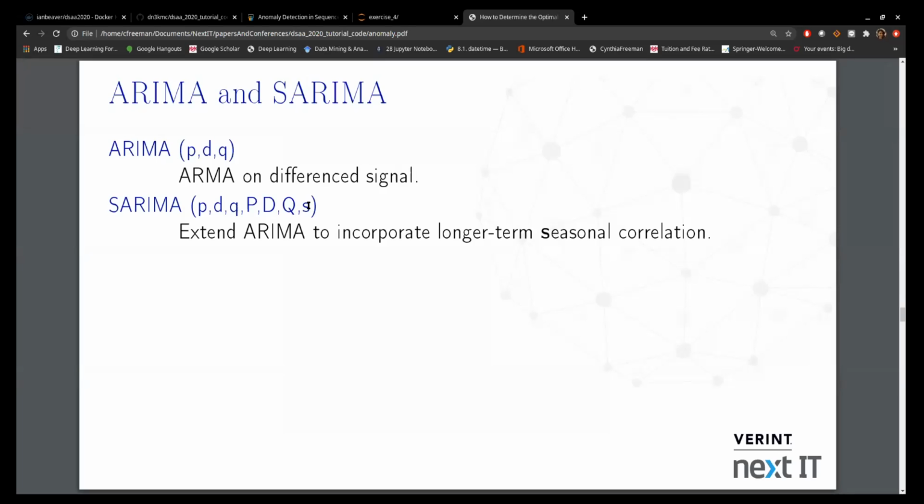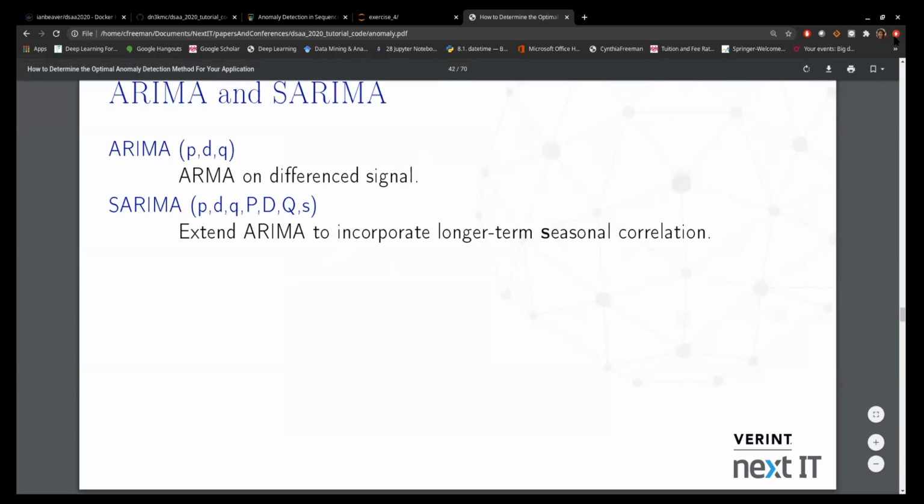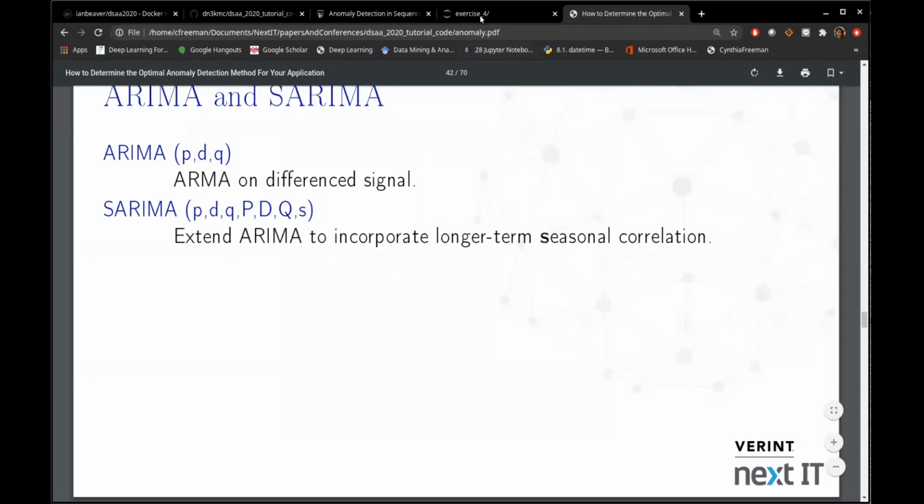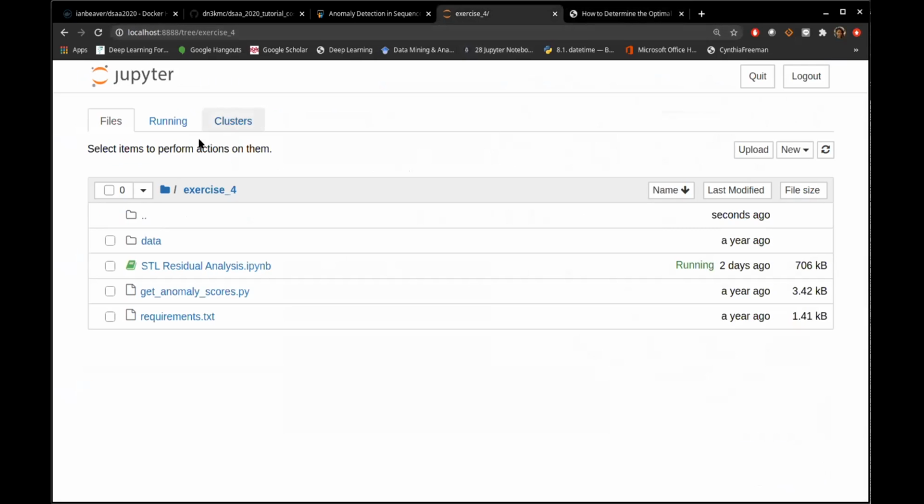So optimal parameter selection for these is not straightforward and typically involves applying various statistical tests and looking at a lot of diagnostic plots. But there are some libraries out there that can help you make these decisions. So we're going to play with Python auto ARIMA here in exercise 5.